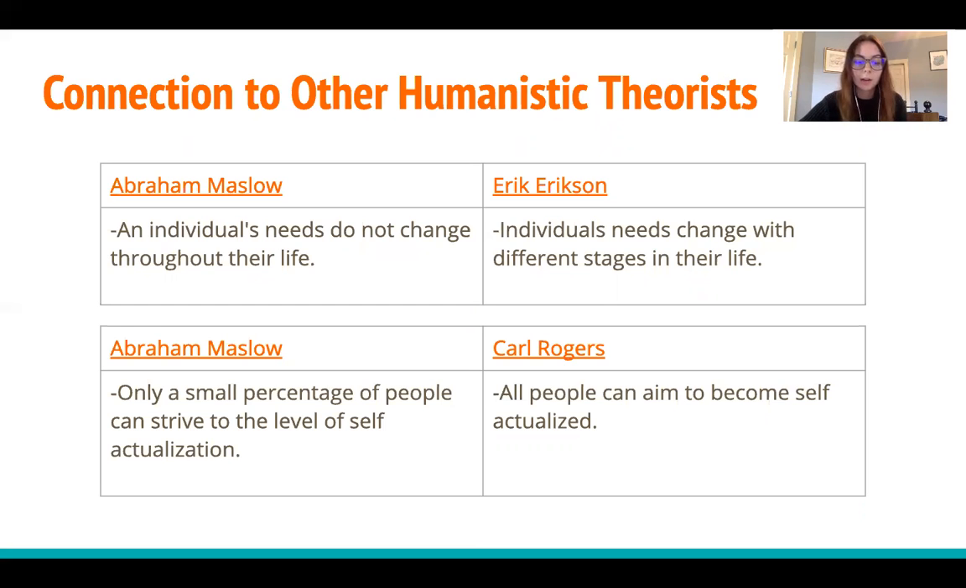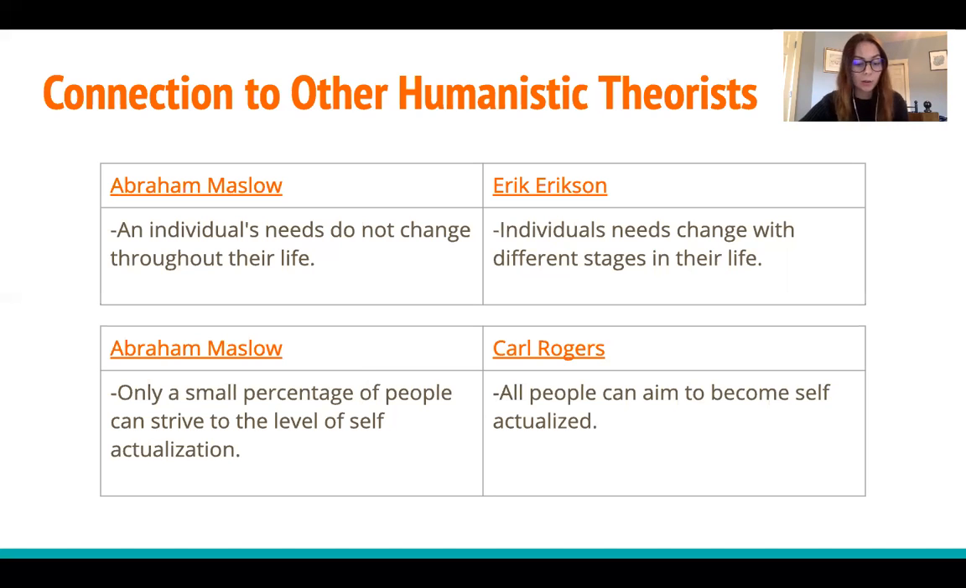In a direct comparison, Maslow's hierarchy of needs supports his belief that an individual's needs do not change in response to age or psychological development throughout a person's life. A key difference in Maslow's thinking compared to that of theorist Carl Rogers is that he believed that few individuals are able to attempt to reach their full potential and achieve the level of self-actualization.